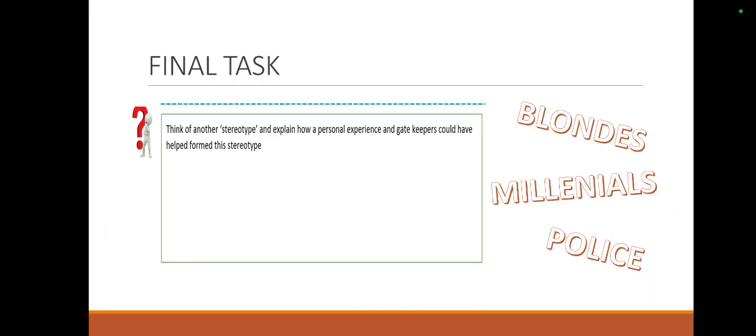So to finish off, for the final task of this introductory lesson, I'd like you to try and explain how personal experience and gatekeepers could have helped form one of these stereotypes. If you want to come up with a different one of your own, then that's absolutely fine. But I've gone with blondes, millennials, so I'd be interested to see if any of you tackle that one, and tell me what you think of millennials, me being one, and then police. But if you want to come up with a more interesting one, then that's absolutely fine.